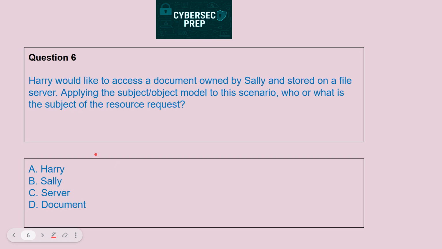Question number 6. Harry would like to access a document owned by Sally and stored on a file server. Applying the subject object model to this scenario, who or what is the subject of the resource request? Now, in the subject/object model of access control, as we have read in the books, the user or the process making the request for a resource is the subject of that request. Now, in this example and the choices we are given, Harry is requesting resource access and is therefore the subject. So the correct option is A, Harry.